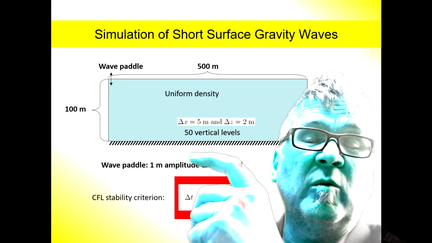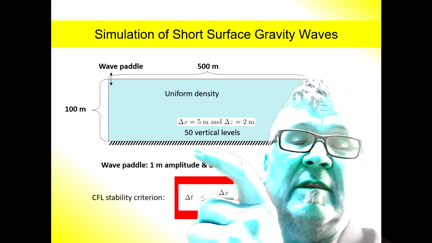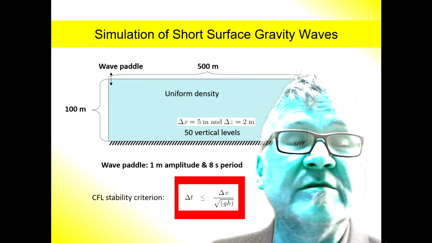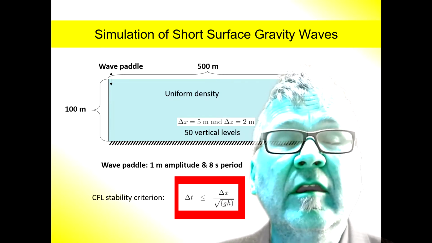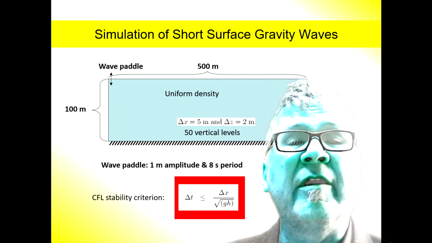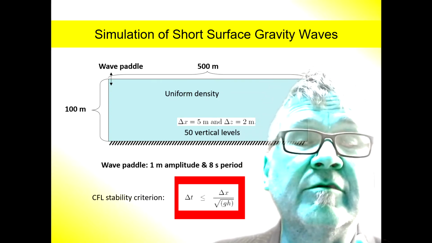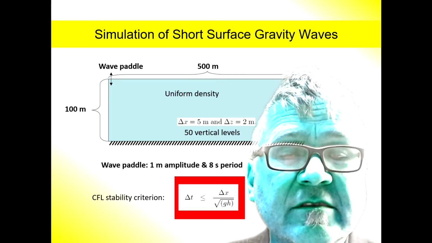And we decide to use a horizontal grid spacing of 5 meters and a length of the model domain of 500 meters, which means we have 100 grid points horizontally. And we decide to consider a 100-meter water depth, but resolved with a vertical grid spacing of 2 meters. So we have 50 vertical grid points.